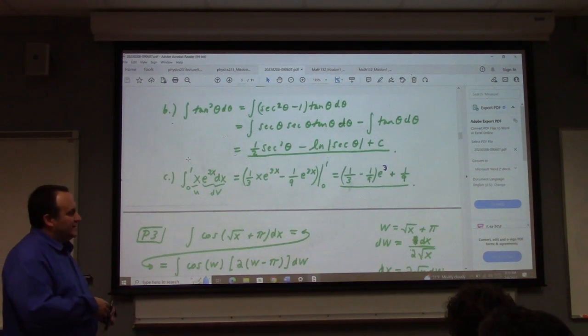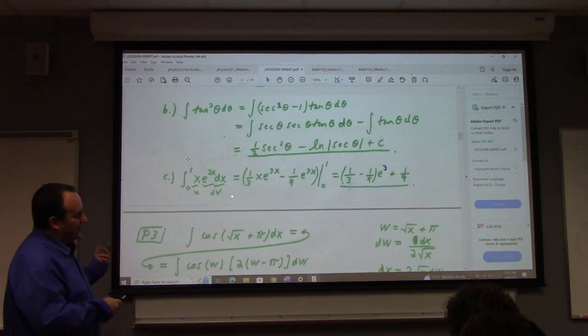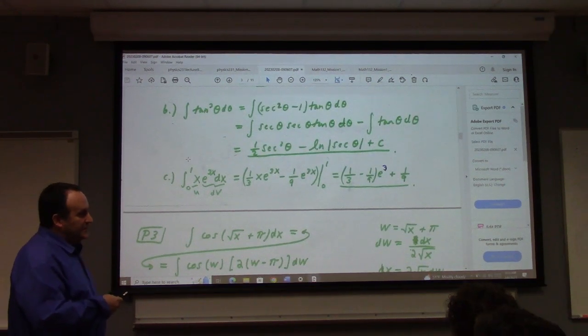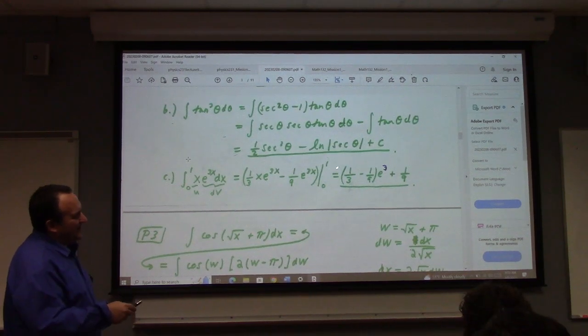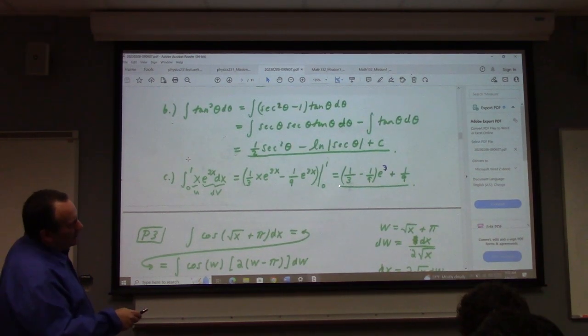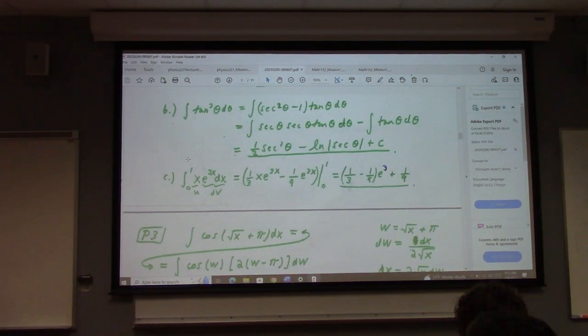Totally unsurprising to see this kind of thing on a Calc 2 test. And if this kind of thing is on a Calc 2 test, I don't expect it takes you 10 minutes. These are like 3-minute problems. So anyway, this one works out to that. That can be simplified to like 1/3 minus 1/9 is 2/9, right? So there's that one.